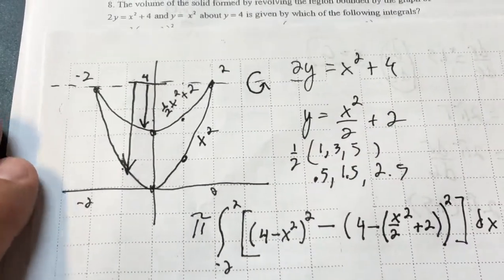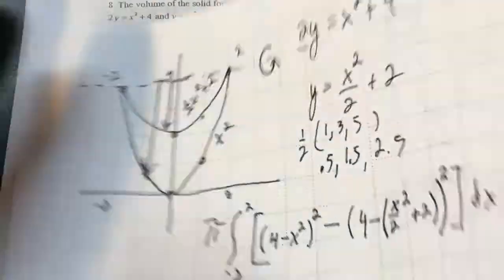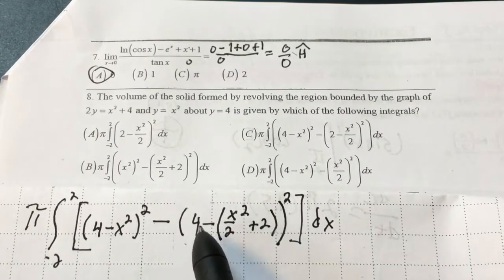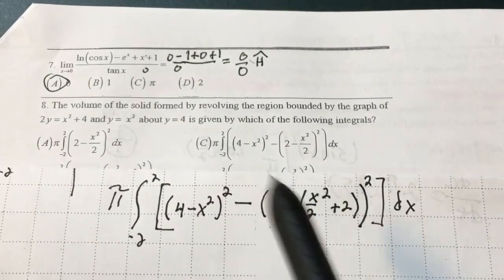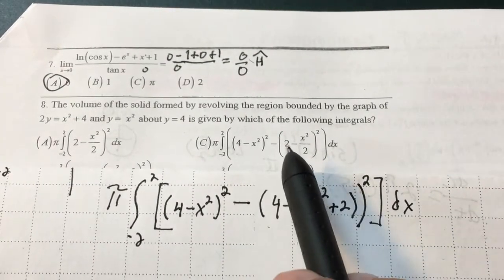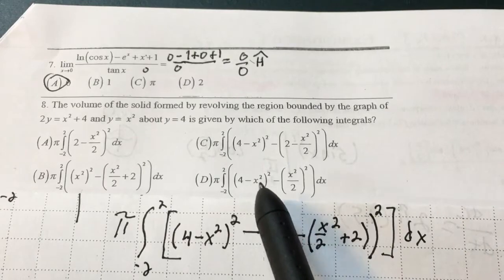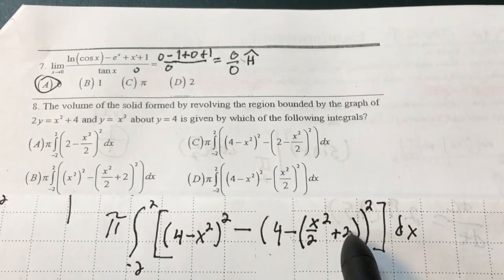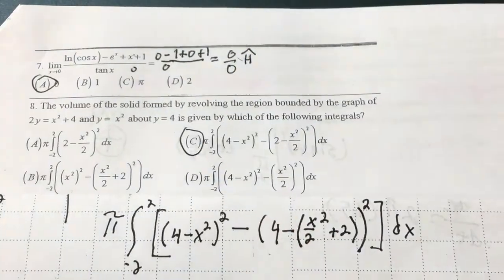Now I have to test and see which one of those matches this. Choice A cannot be it. Too abbreviated. Choice B, ooh, nope, no 4. They forgot the 4. Choice C, well there's the 4 minus x squared. But there's no 4 here. Wait a second. 4 minus 2. 4 minus 2 is 2. This has to be choice C.